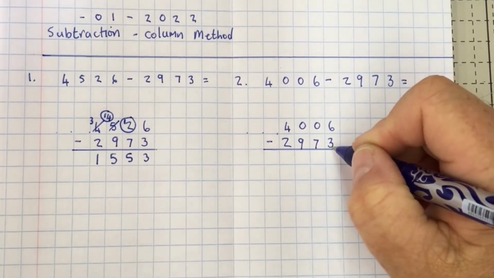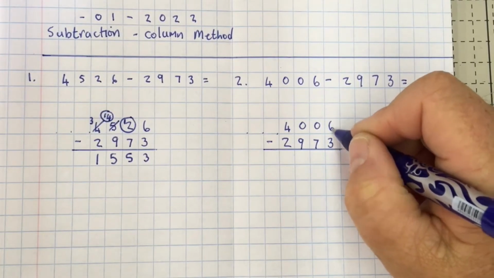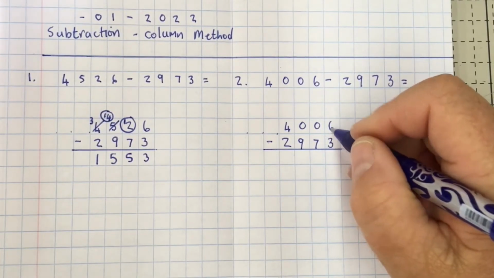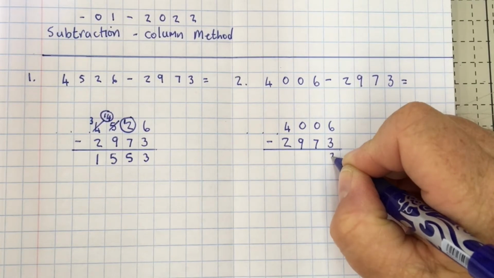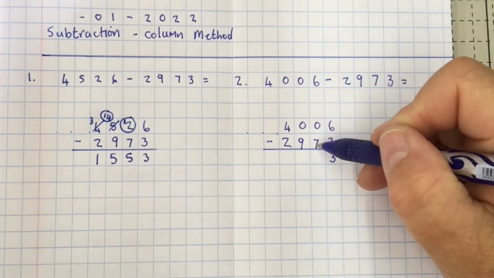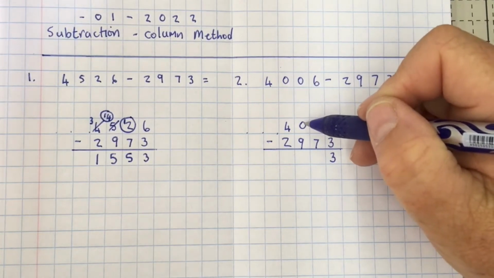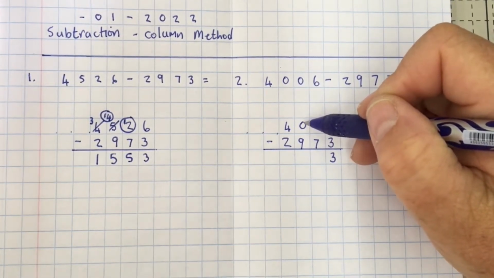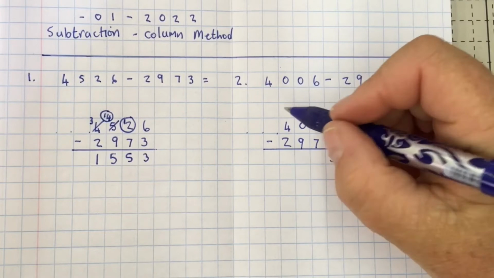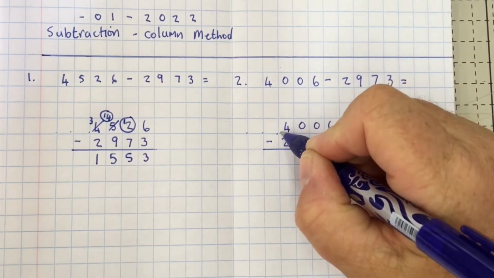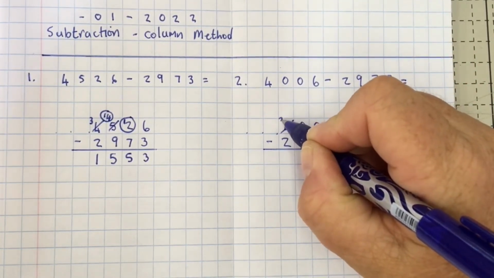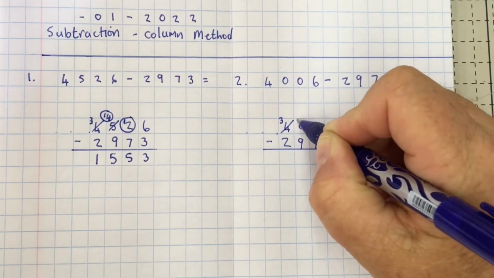Can I subtract or can I take away 3 from 6? Yes, I can, because 6 is bigger than 3. Can I give away 7 if I've got nothing? No, I can't. So I go to my neighbor. Can he help me? No, he can't, because he's got nothing as well. So we go all the way down to the 4. And 4 is very kind, and he says, not a problem. So he gives 1 to his neighbor.